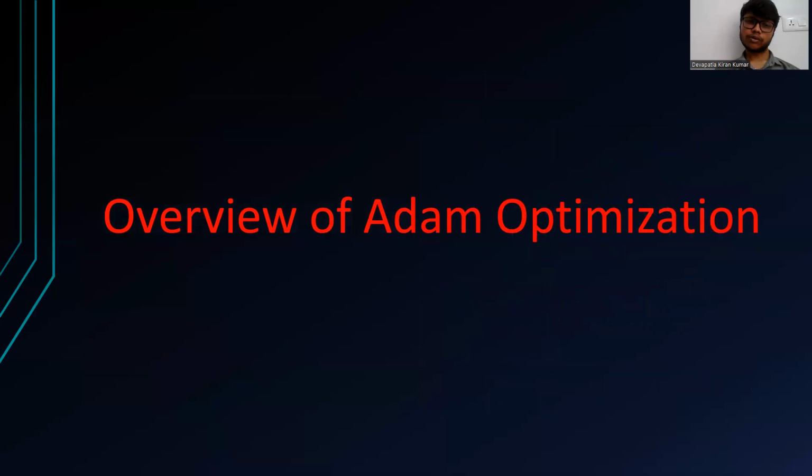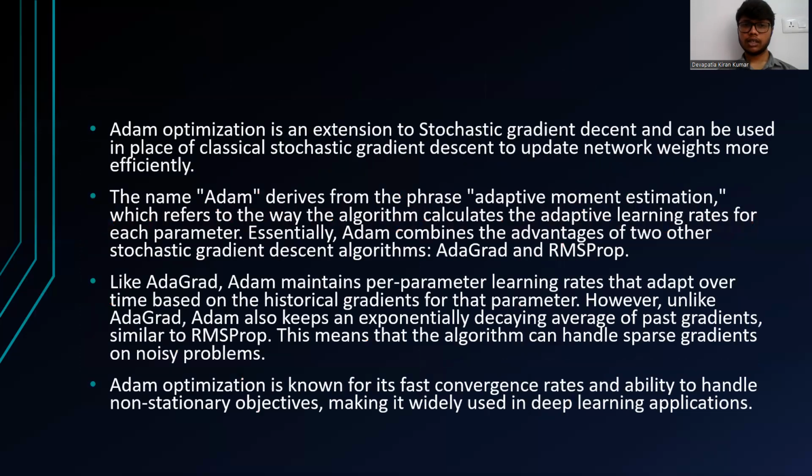Now let us look at an overview of Adam optimization. Adam optimization is an extension to stochastic gradient descent, which can be used in place of classical stochastic gradient descent to update the network weights more efficiently. We can update the network weights more efficiently by using Adam optimization in place of classical stochastic gradient descent because it can minimize the loss function.